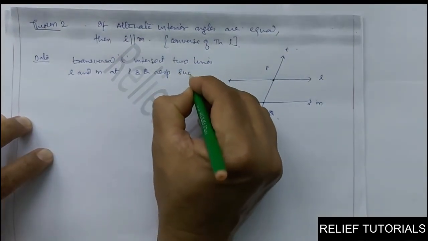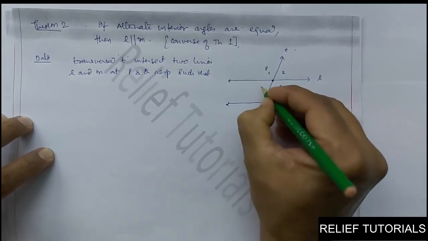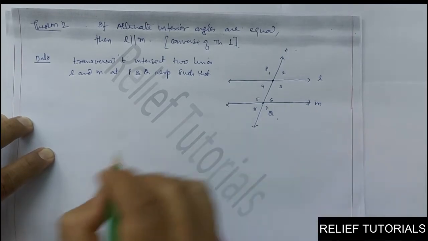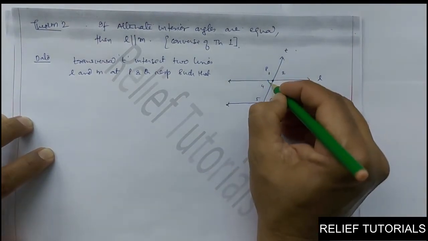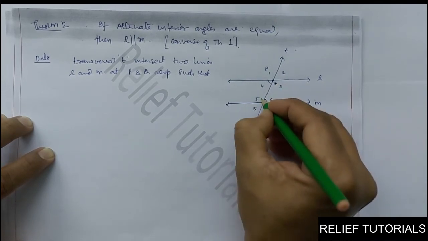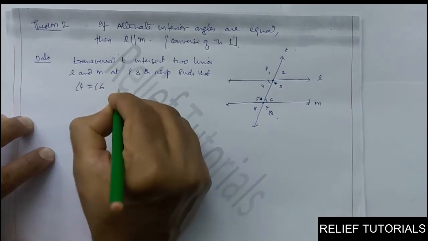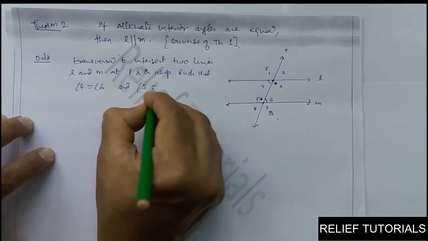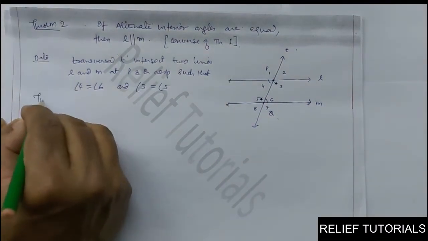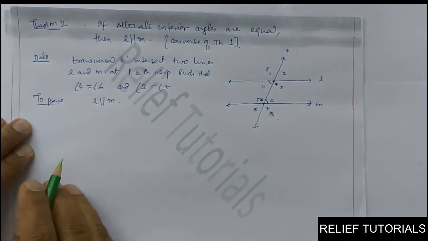Such that, now these I will take as 1, 2, 3, 4, 5, 6, 7, 8. Such that alternate angles are equal. Such that angle 4 is equal to angle 6 and angle 3 is equal to angle 5. So alternate angles are equal and you have to prove, to prove what? L is parallel to M.